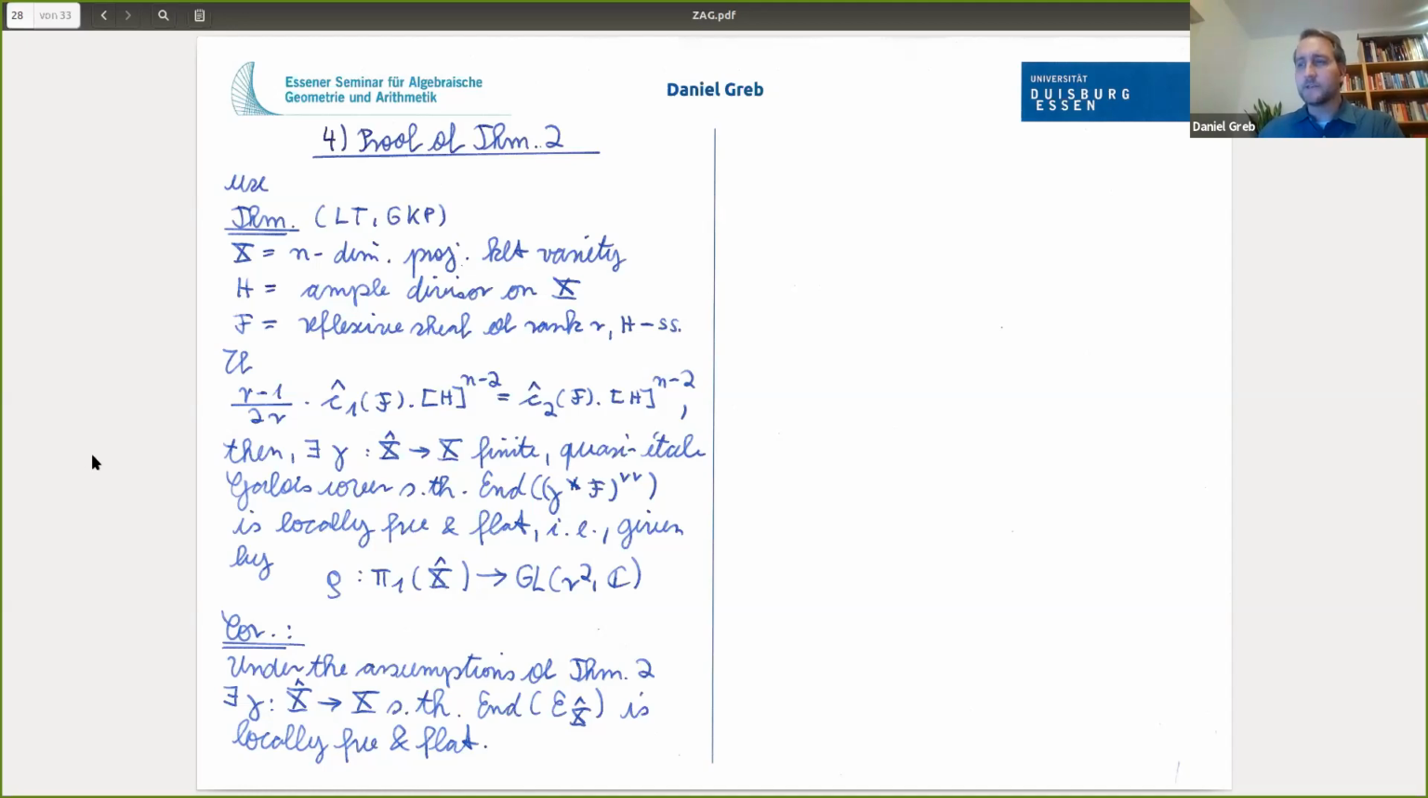Namely, there is a finite quasi-étale Galois cover. This means you have an X hat over X, a finite map which is étale over the smooth locus of X, and branches over the singularities of X. It's Galois, so there's a Galois group, such that not End of F is flat, but you pull it back via gamma, so gamma upper star of F. Because of singularities, it's no longer necessarily reflexive, so you take the double dual to make it reflexive, and then you take the End. So this sheaf is locally free and flat. I emphasize that a priori F is just reflexive, but this associated sheaf on this cover is actually locally free, and it's not just locally free, it's flat. This means that it's given by a representation of the fundamental group.